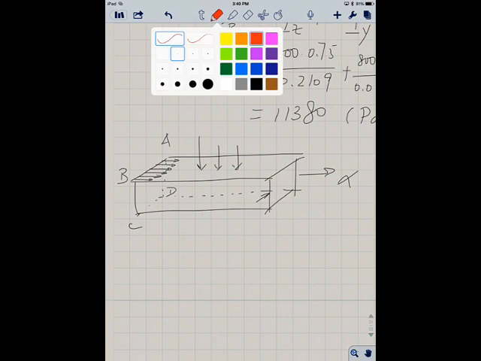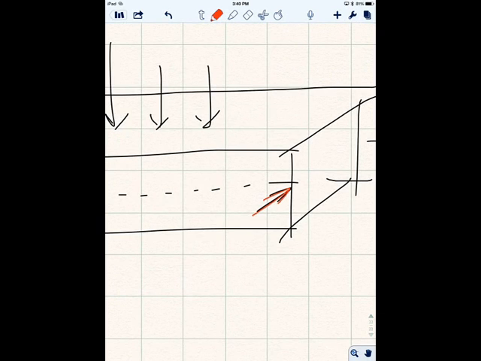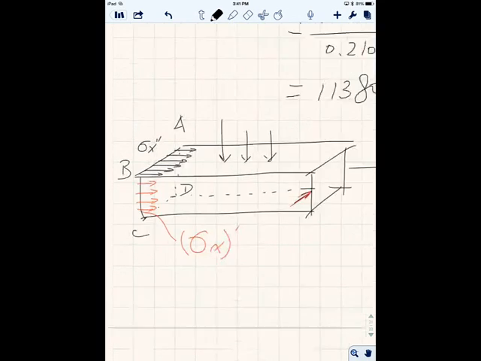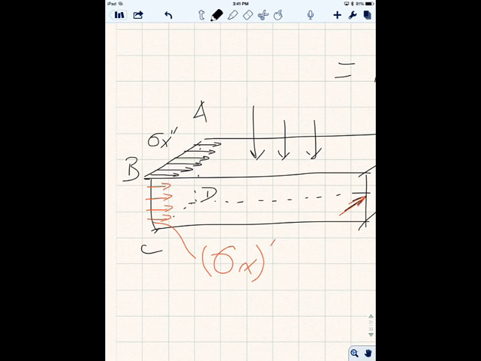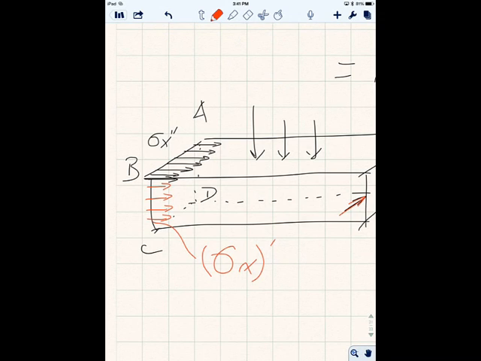Let me try to use a different color to separate it. Concentrated force is going to cause stress going in that direction. If I say this is sigma x prime, and this over here is just sigma x double prime. Now, as you would imagine, at point B, the stress is these two added together, right?